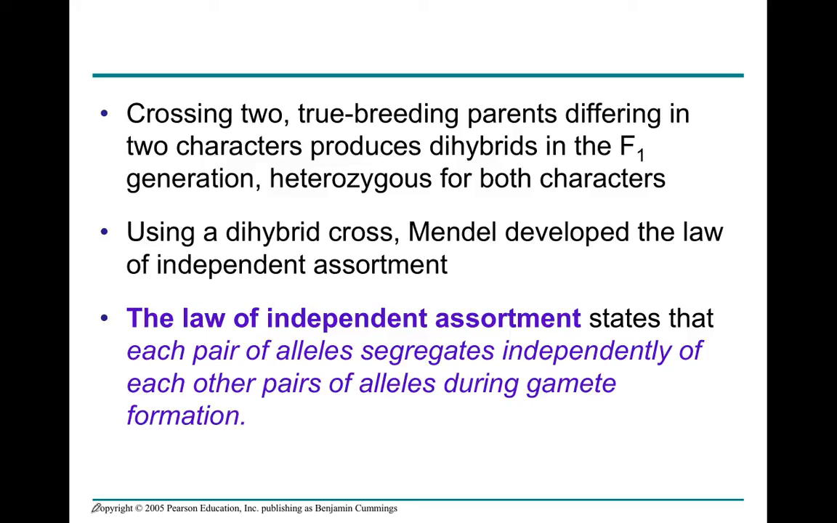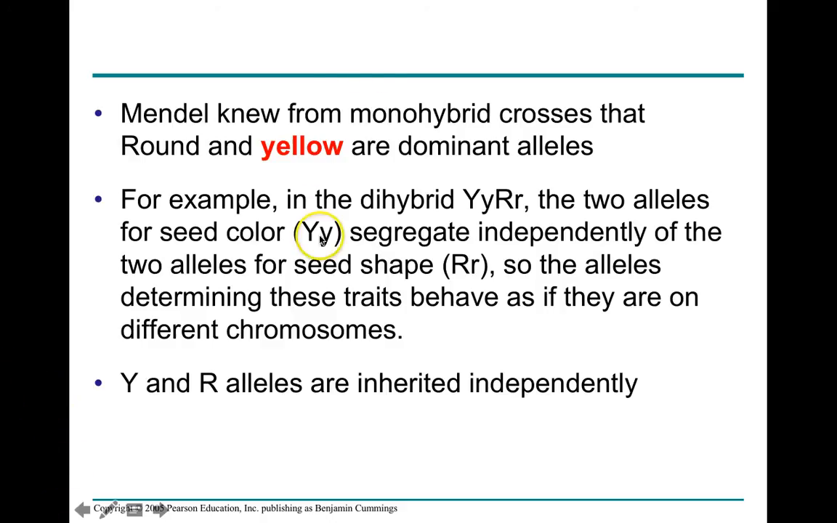So this he framed and stated as the law of independent assortment, in which he mentioned that each pair of alleles segregate independently of each other pairs of alleles during gamete formation. That means big Y and little y, they separate from each other, and big R, little r separate from each other. So the combination could be big Y, big R, big Y with little r, little y with big R, and little y with little r. This is just like your FOIL, first, outer, inner, last in algebra.